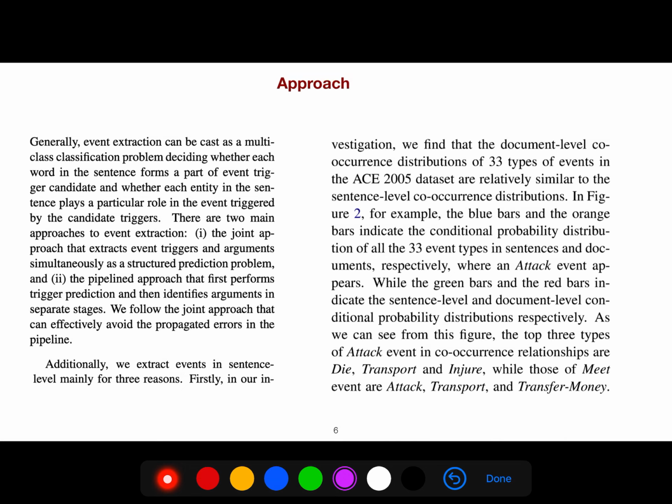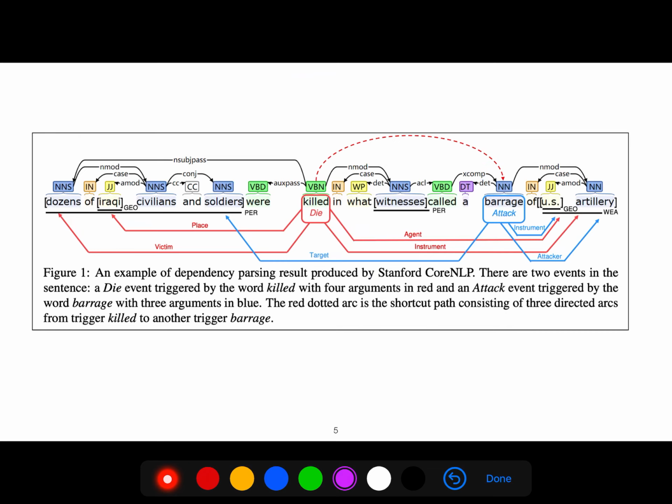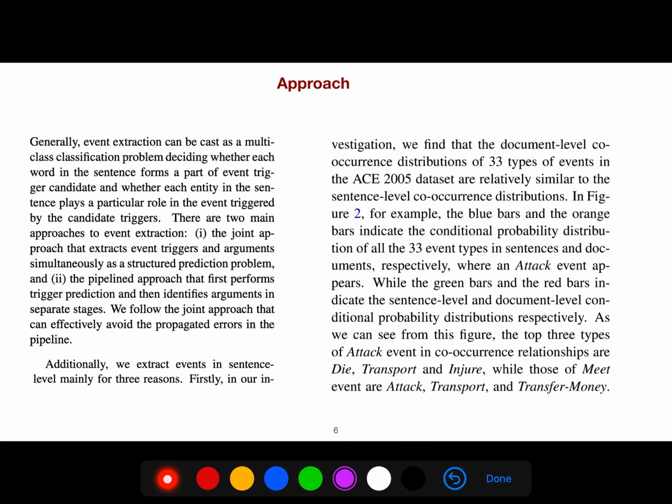Firstly, in our investigation, we find that the document-level co-occurrence distribution of 33 types of events in ACE is relatively similar to the sentence-level co-occurrence distribution. In figure 2, for example, the blue bars and the orange bars indicate the conditional probability distribution of all 33 event types in the sentence and the documents.